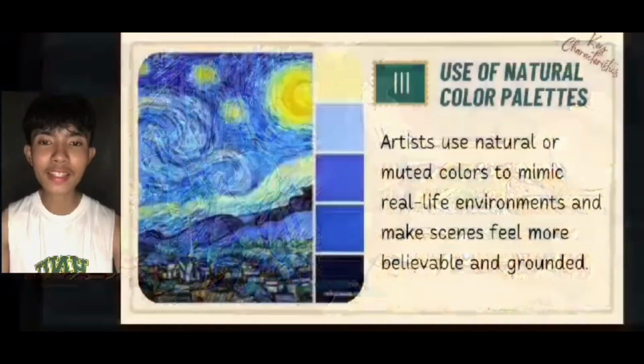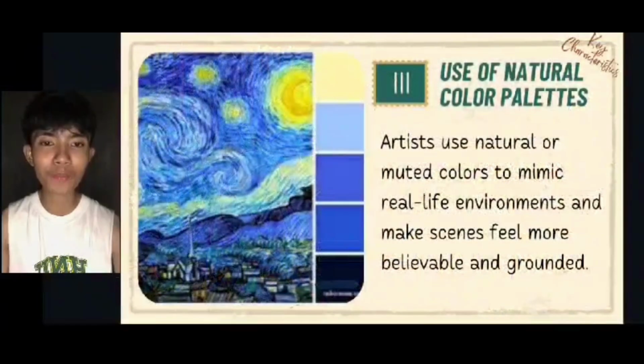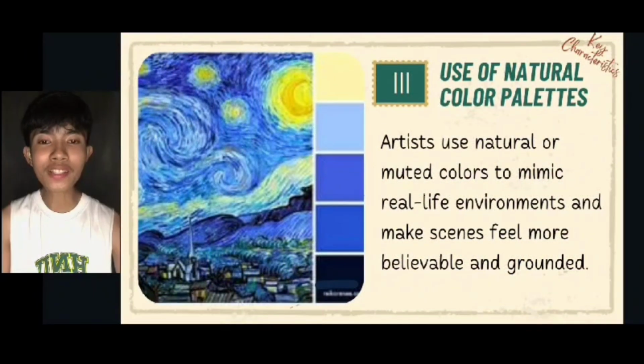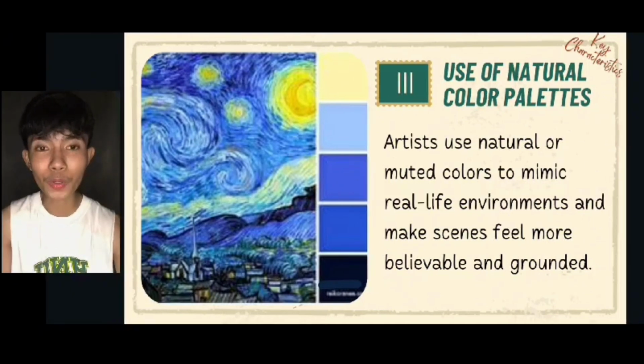So next is natural color palette. Colors in realism are often natural and muted, which makes scenes look more grounded and believable, like we're looking at something real.